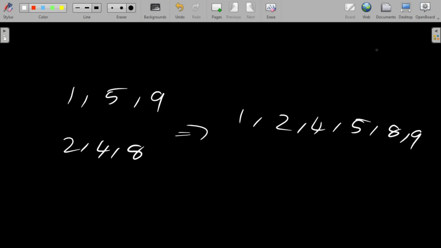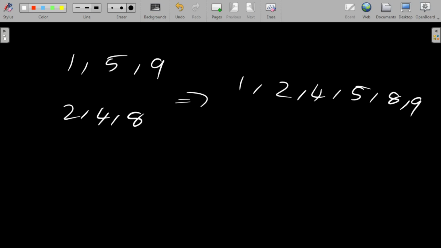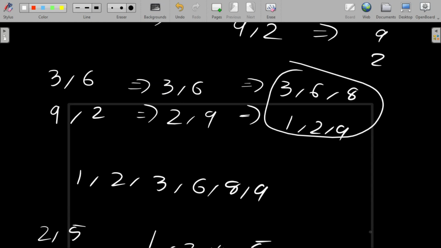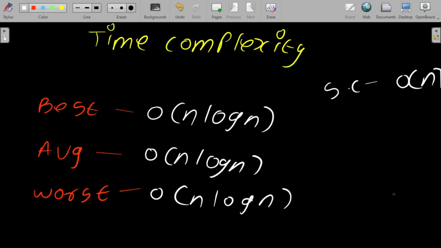Let me revise it quickly. Merge sort uses divide and conquer. First we divide, and again and again, and continue until one element remains. The time complexity for the best case, worst case, and average case is n log n. The space complexity is big O of n.